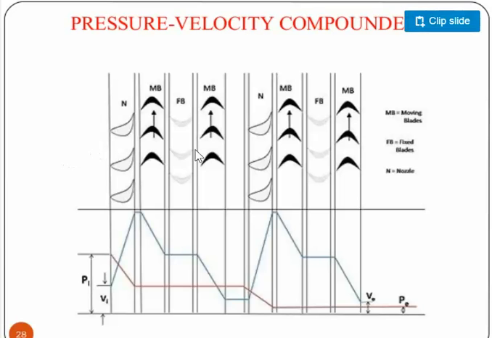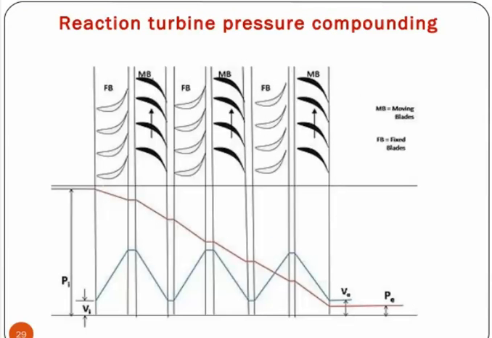This is the phenomenon of pressure and velocity compounding, by which we get the velocity compounding and the pressure compounding together, and we get the benefits of both in a single turbine, and are able to develop a turbine which is very compact and has both features of pressure and velocity compounding. Then we have reaction turbine compounding.